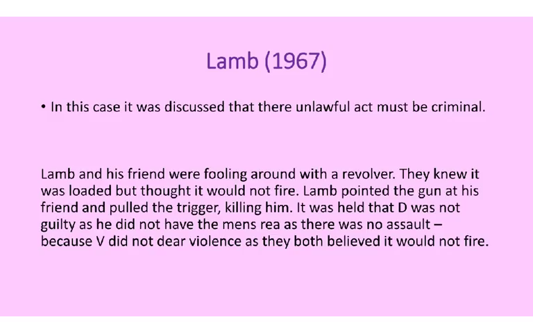So Lamb then, 1967. In this case, it was discussed that the unlawful act must be criminal. Lamb and his friend were fooling around with a revolver. They knew it was loaded, but they didn't think it would fire. Neither of them did. So Lamb pointed the gun at his friend and pulled the trigger. It killed him. It was held that the defendant was not guilty as he didn't have the mens rea, as there was no assault. If you remember when you looked at assault last year, you have to fear some kind of violence. His friend didn't fear anything because neither of them thought that the gun would fire. Therefore, there wasn't a criminal act there.